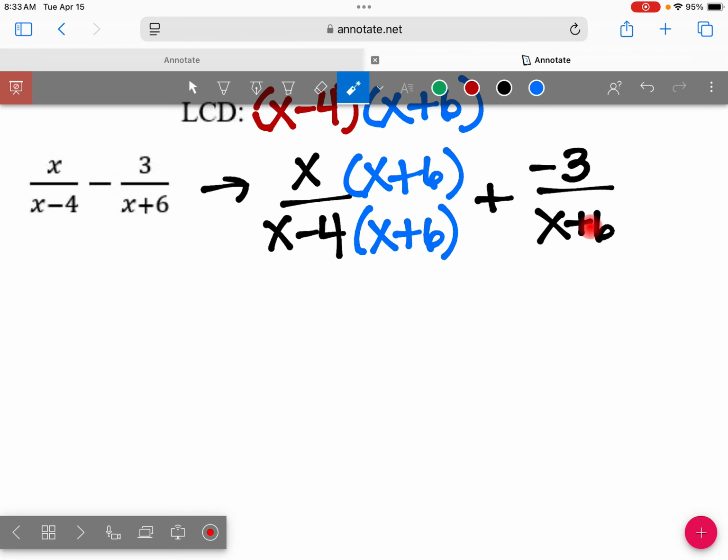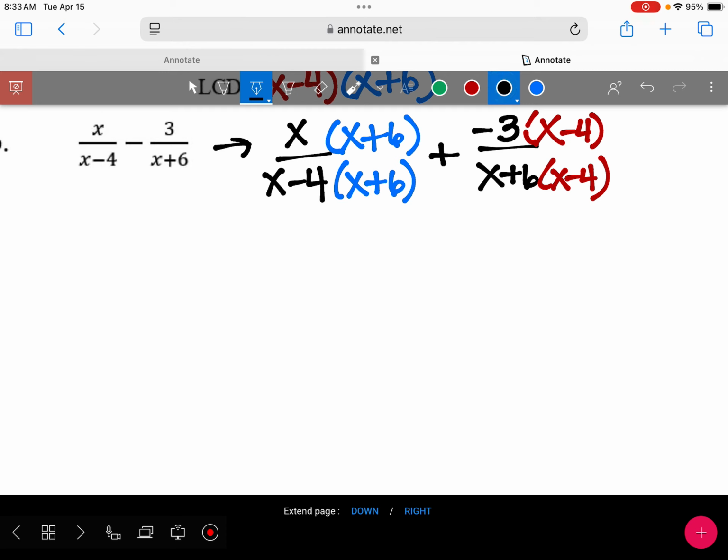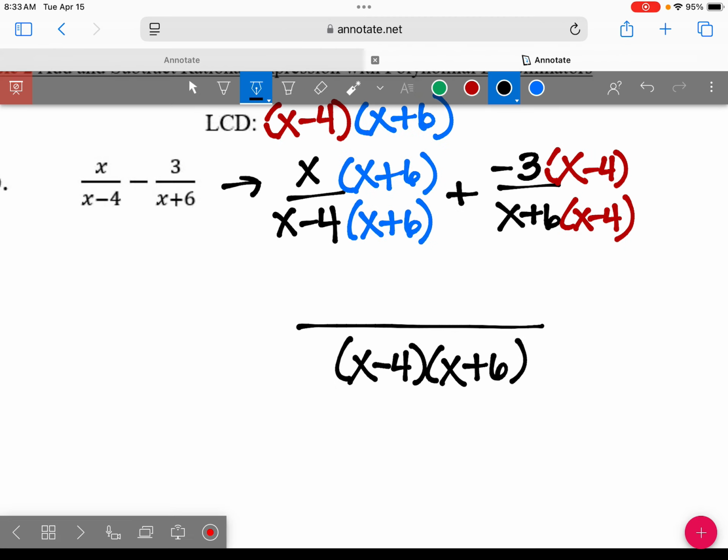All right, so now what am I missing down here that I wrote for my LCD? X minus 4. So we're going to multiply this one by x minus 4. All right, let's finish it up. So my denominator is the x minus 4 and the x plus 6. So for my first fraction, I'm going to take x times x. What is x times x? X times x is what? Somebody over here. What's x times x? X squared.